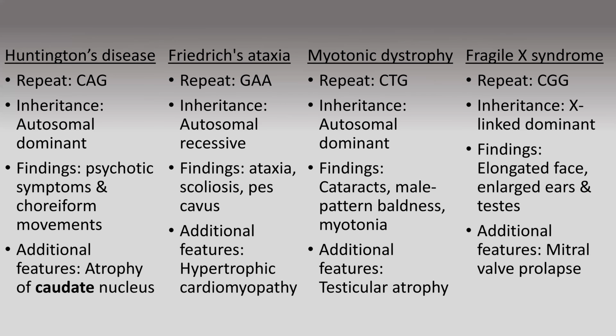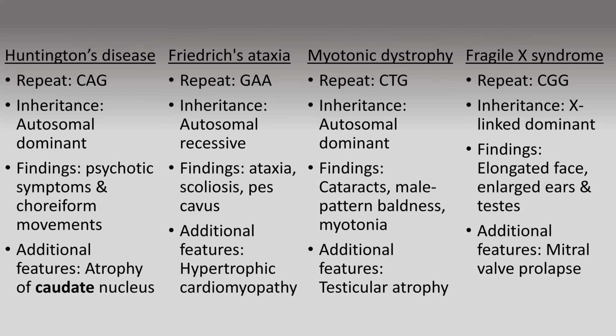Additional features here. Huntington's disease goes after the caudate nucleus. You can refer back to the picture earlier, the CT imaging. I didn't go through the caudate nucleus, but it's specifically right next to the lateral ventricles. Keep that in mind. That's where there will be atrophy in Huntington's disease. Friedreich's ataxia often has hypertrophic cardiomyopathy, which is the most common cause of death in Friedreich's ataxia. In myotonic dystrophy, you have testicular atrophy, in contrast with Fragile X, where you get enlarged testes.